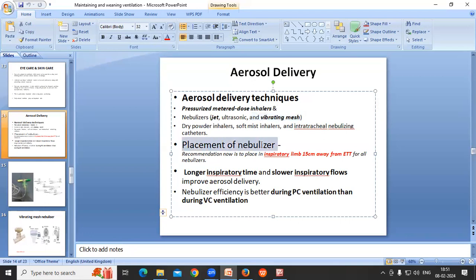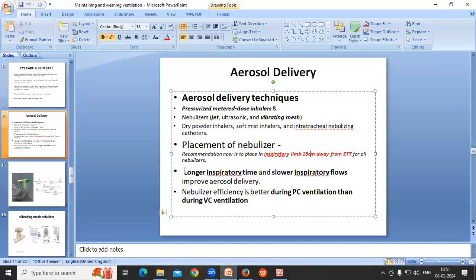And the placement of nebulizer is, you need to keep it on the inspiratory limb, not on the expiratory limb. The nebulizer should be placed on the inspiratory limb at least 15 centimeters away from the ET tube. That is the recommendation. Why? There are a lot of theories and a lot of studies. I'm not going to discuss that. Just remember this one point. You need to place the nebulizer in the inspiratory limb 15 centimeters away from the ET tube.